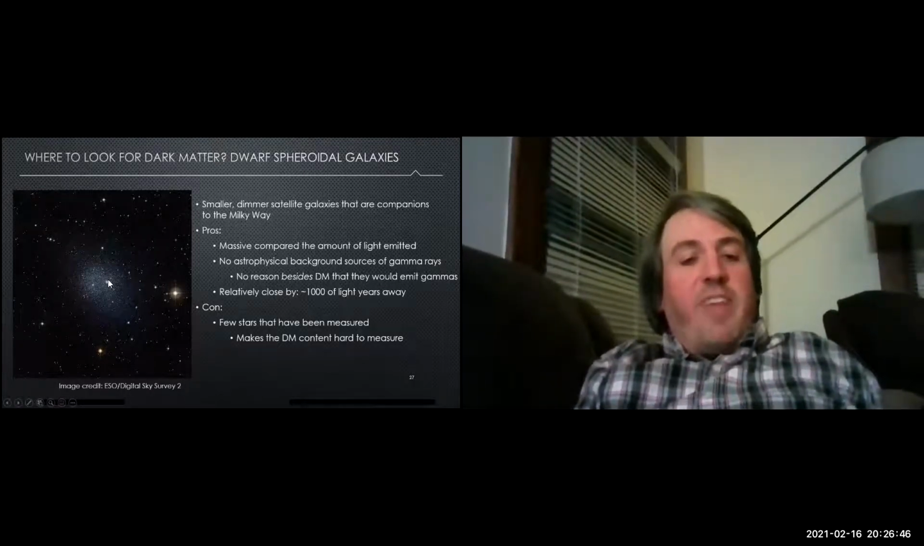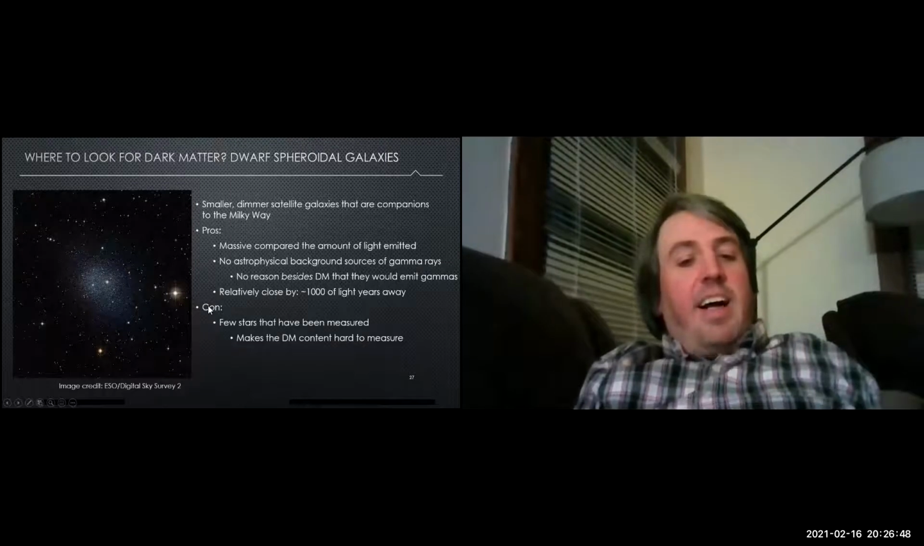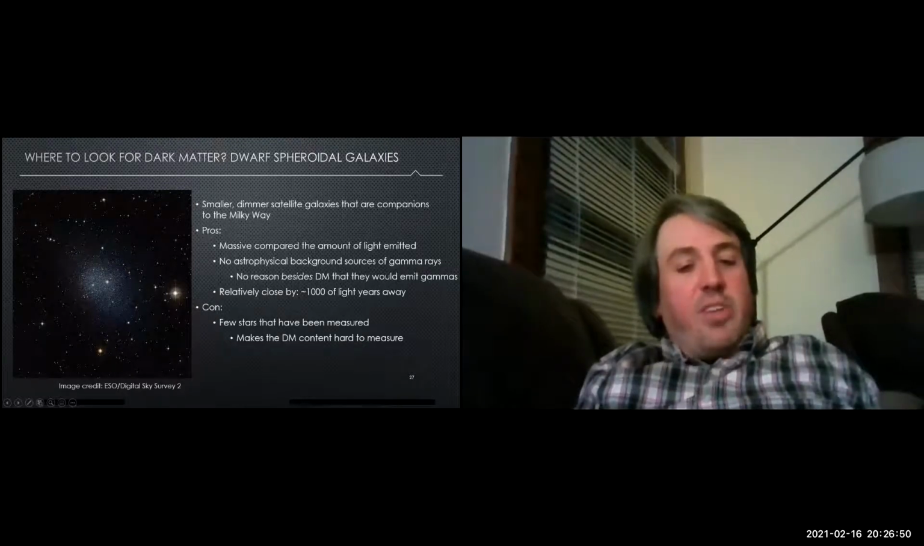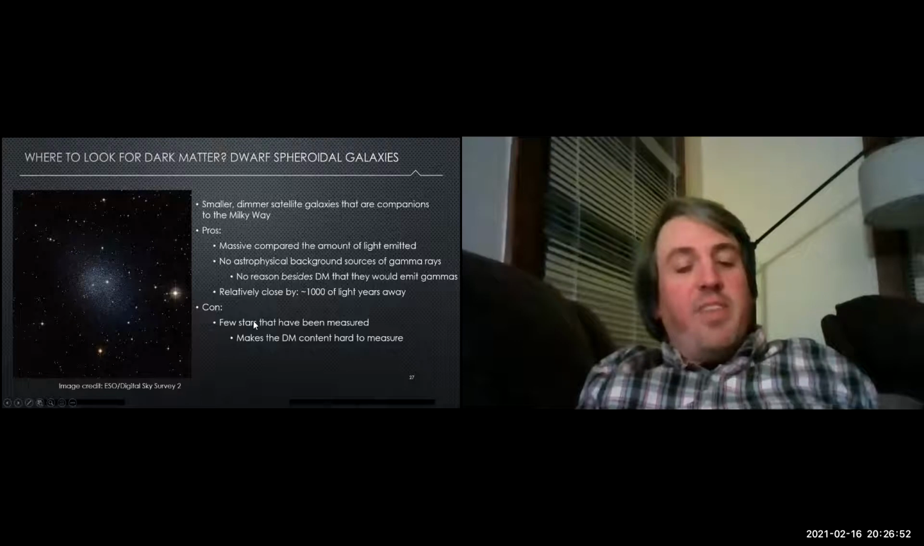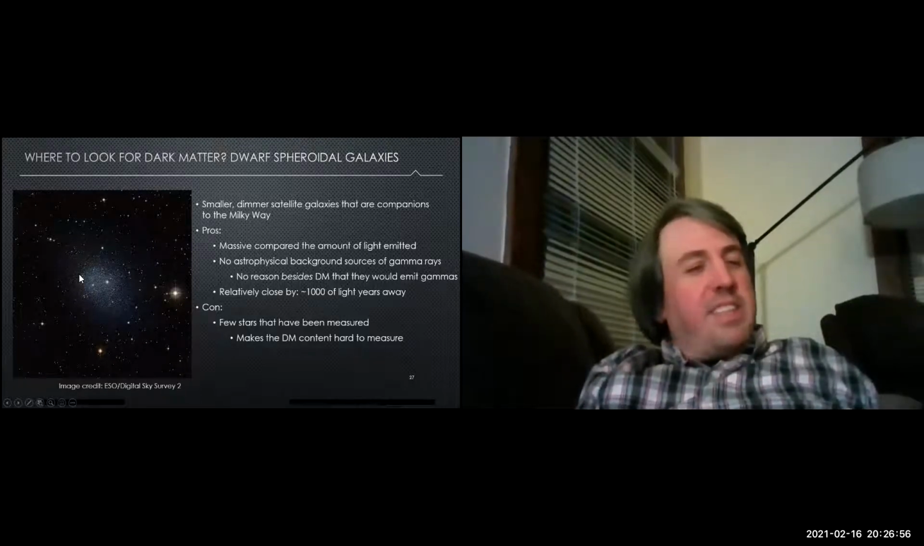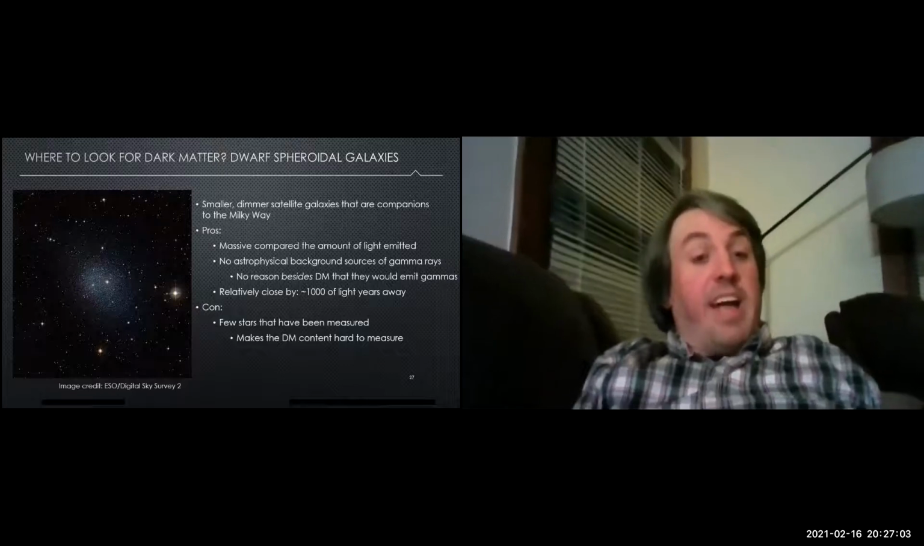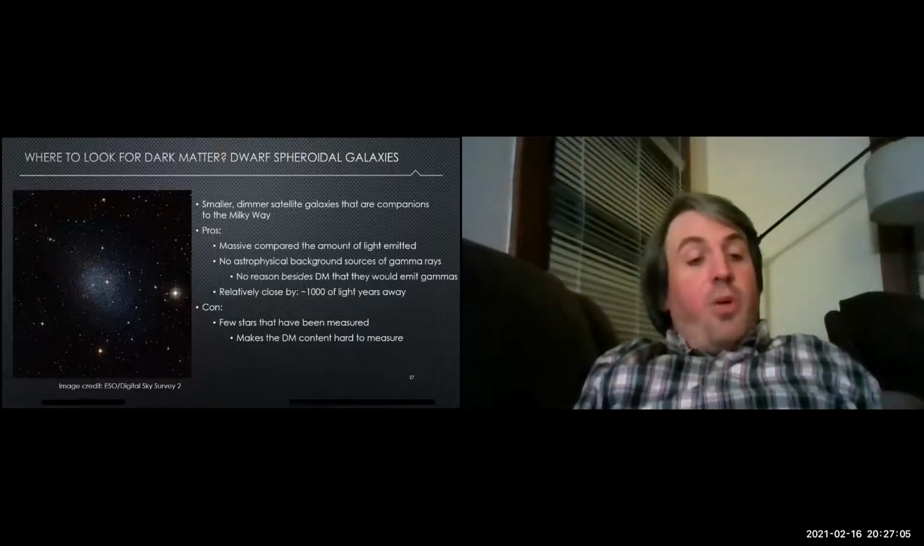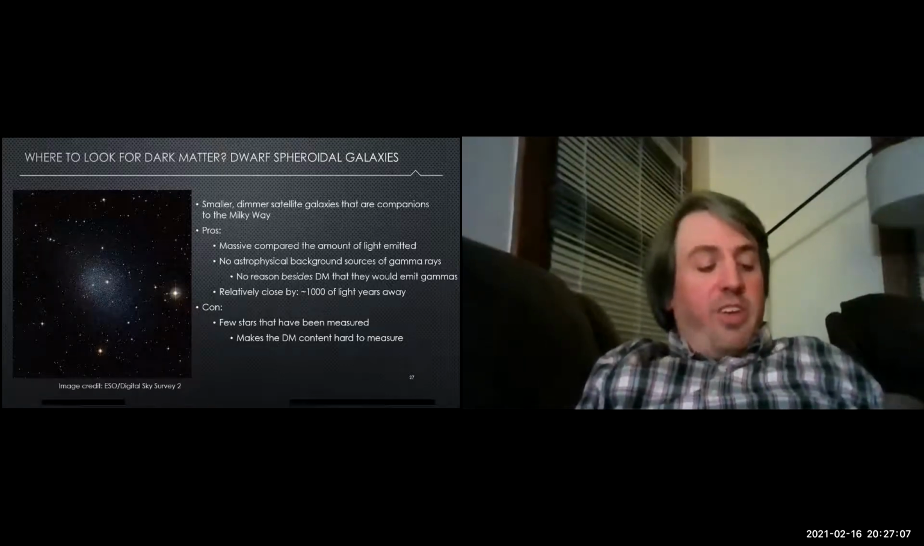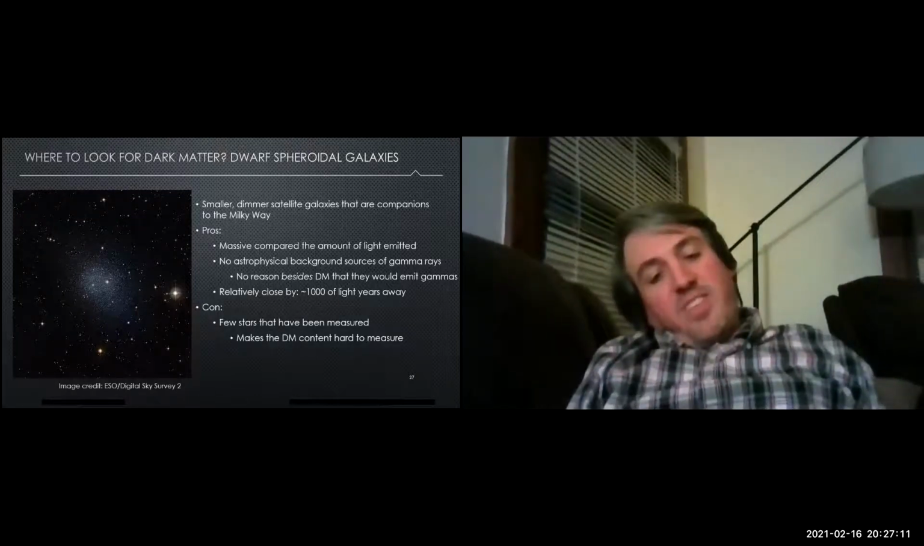But they're also very massive and compact. The con is that there are only a few stars in some of them. This is, I think, Ursa Minor, the Ursa Minor dwarf galaxy. I think this one has a few hundred stars, but some of them only have a dozen. Because you have so few stars, it makes the concentration of dark matter really hard to predict.